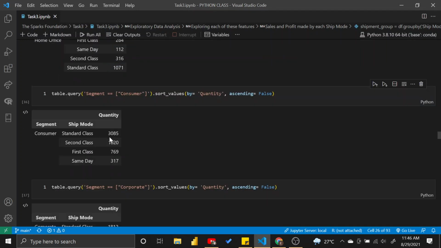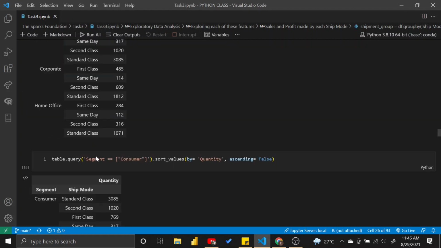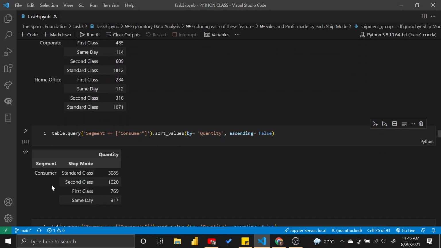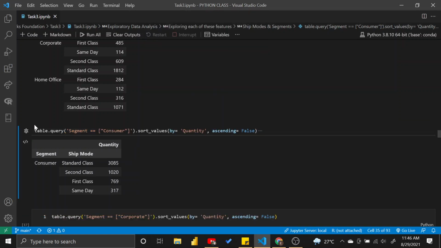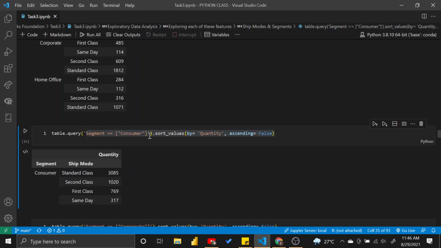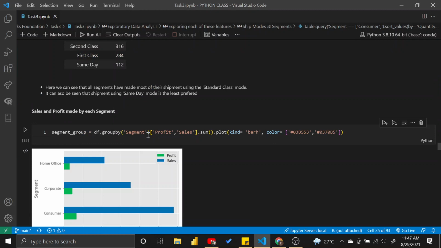Now, all together, the pivot table gives you the details of all of them. You can also use the query command on that particular pivot table to get it separately. Just mention the segment you want. If I want the consumer, I can put consumer in a list. That's all. Fine. Now we'll see how the profit and sales are made.